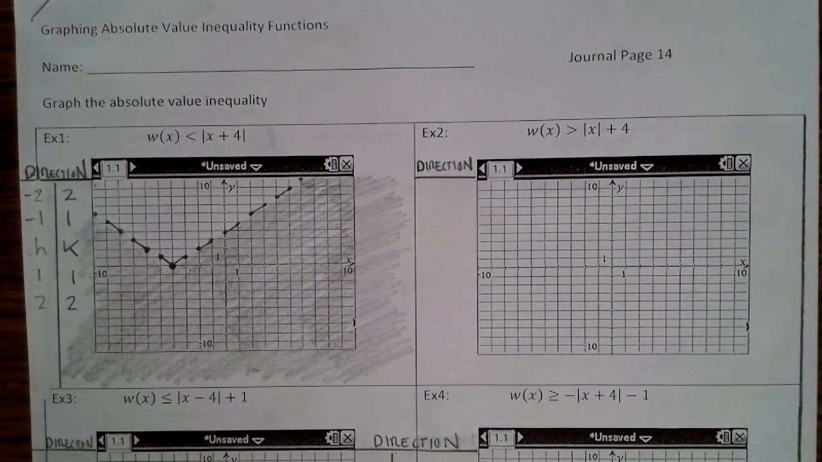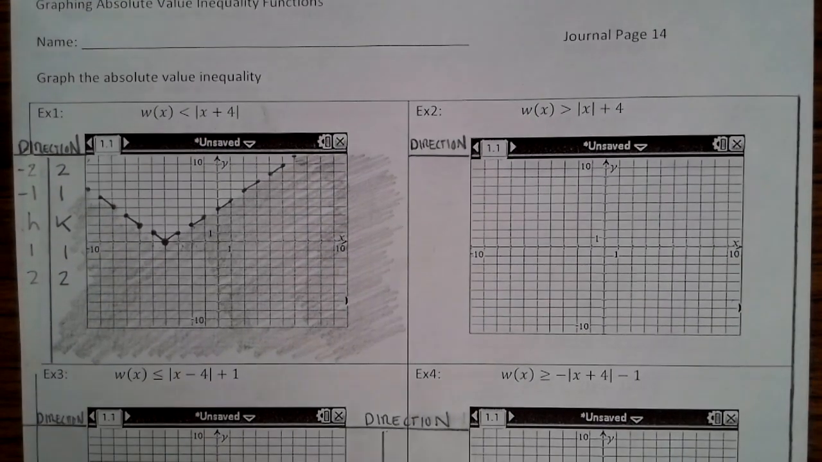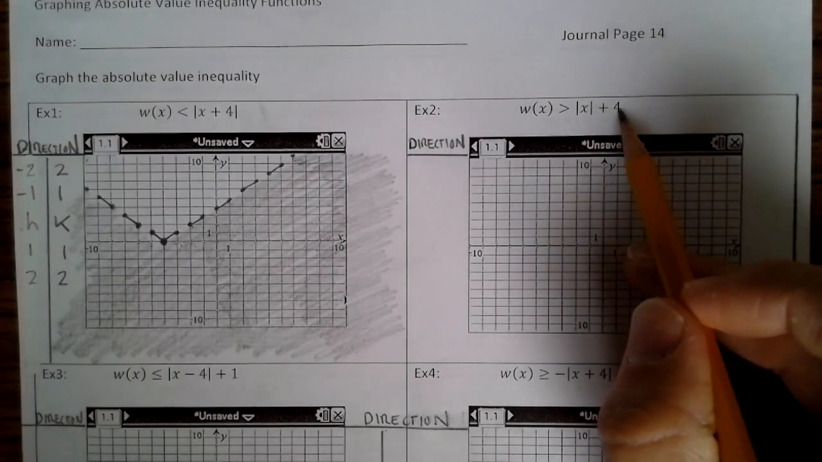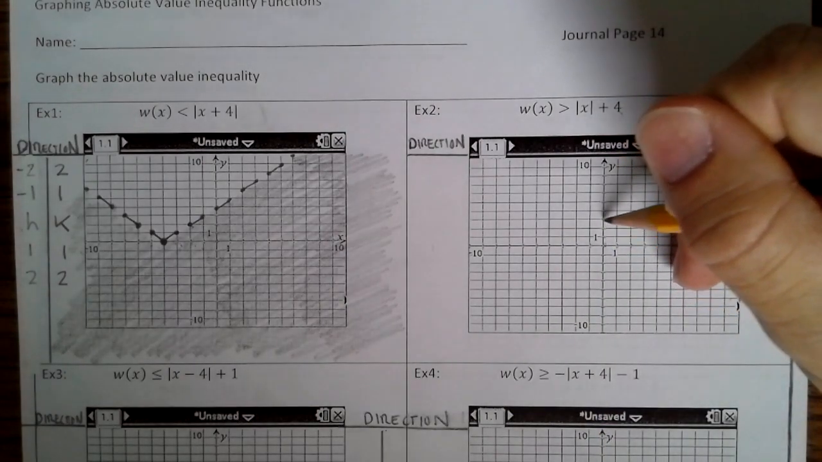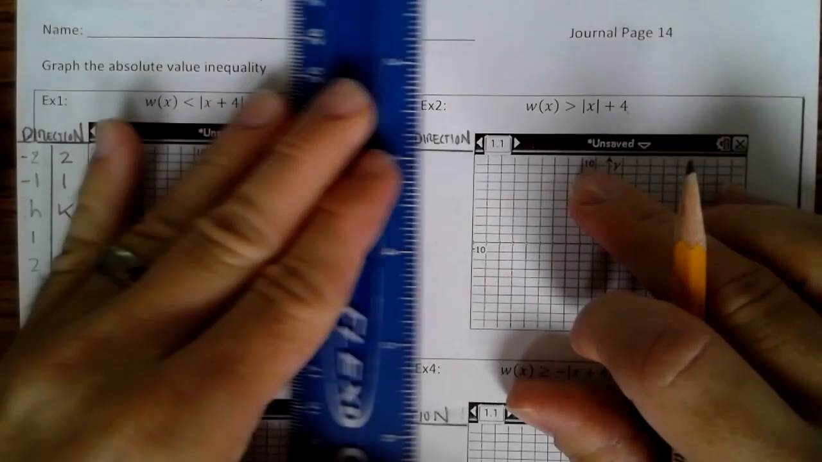Okay. All right, finish up example 1. All right, example 2. Now it looks like the vertex is going to be transformed up 4 units. So the parent function was at 0, 0. Now we go up 1, 2, 3, 4. There's your new vertex. And we graph by direction.